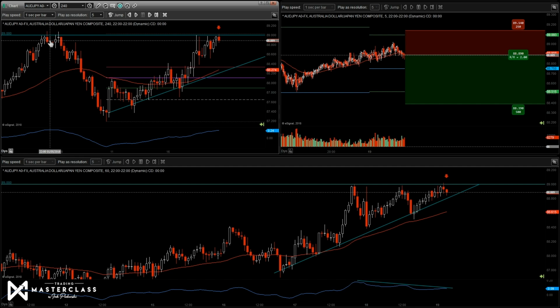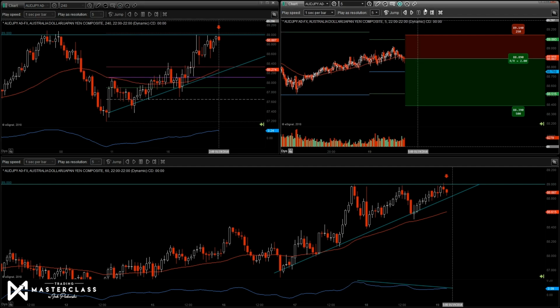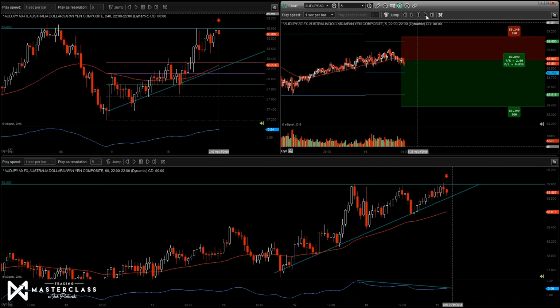The only thing that could be better is maybe a major reversal like this. But I like everything. There's also a double top on the daily. So at this point, the trade was taken. Everything looks good, and let's see what happens.